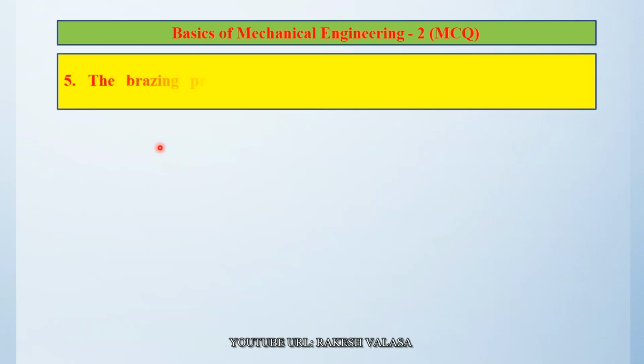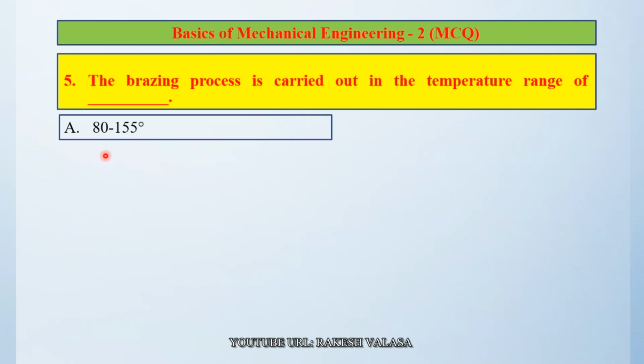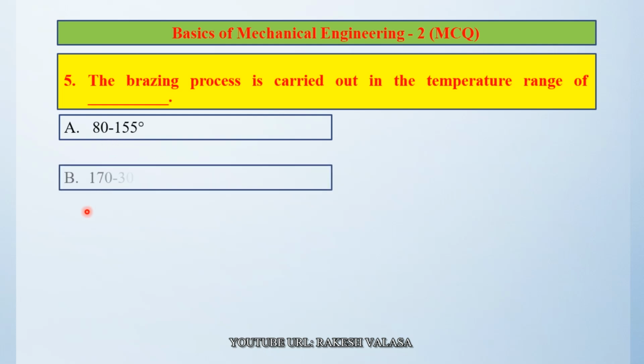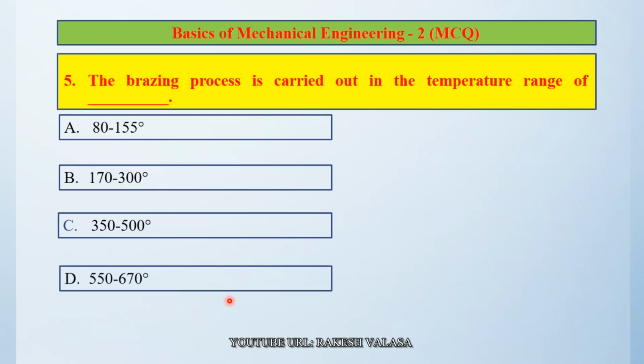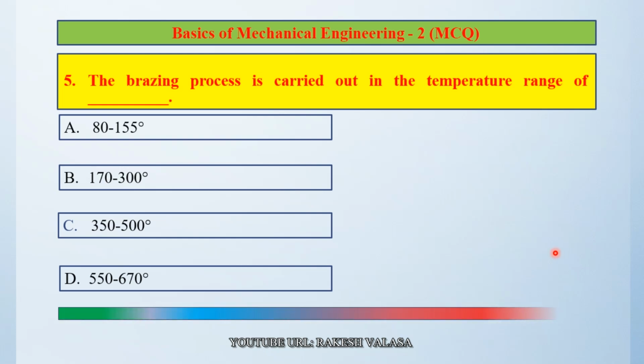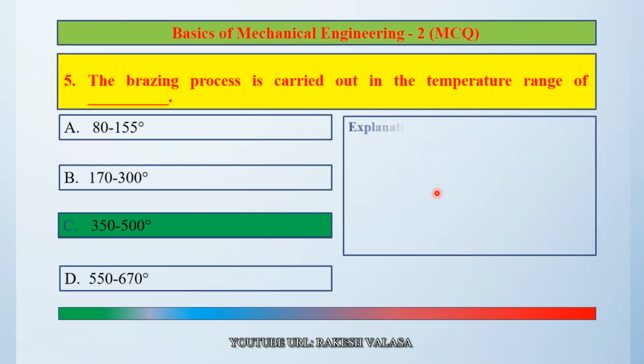Question number 5. The brazing process is carried out in the temperature range of dash. Option A, 80 to 155 degrees centigrade. Option B, 170 to 300 degrees centigrade. Option C, 350 to 500 degrees centigrade. Option D, 550 to 670 degrees centigrade. The correct answer is option C, 350 to 500 degrees centigrade. Let us see the explanation.